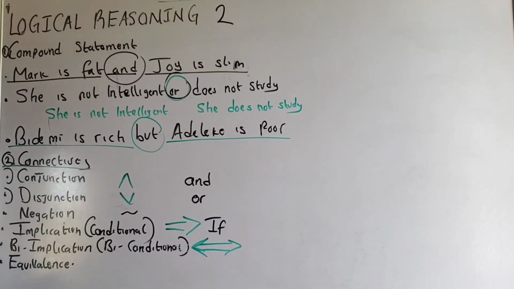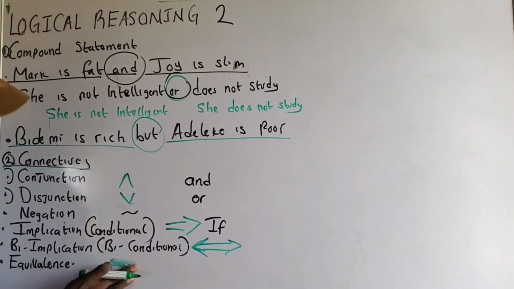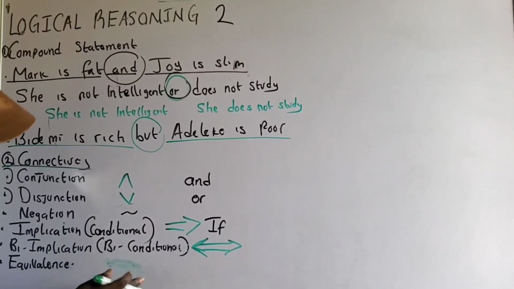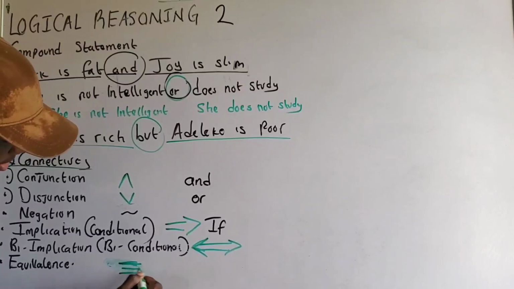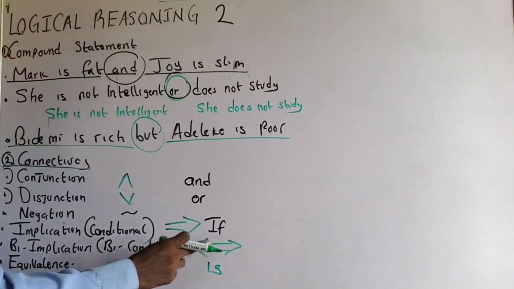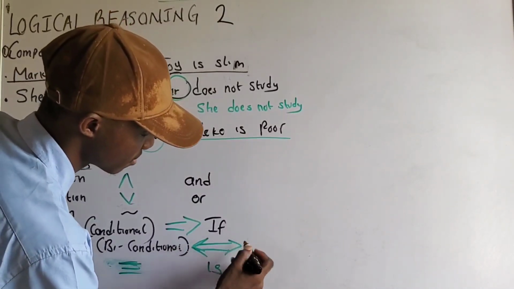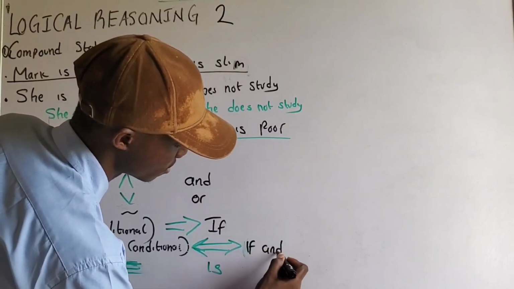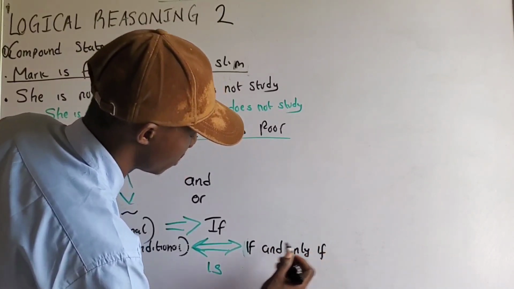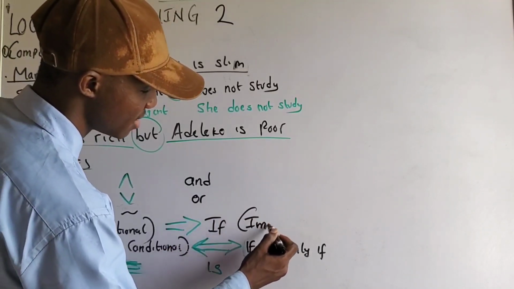Now we have the last one, equivalence. Equivalence is represented by this sign, just put an equal to sign, and the meaning of this sign is if and only if. And this one is if, or implies.